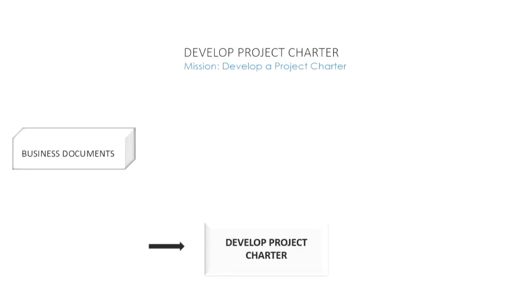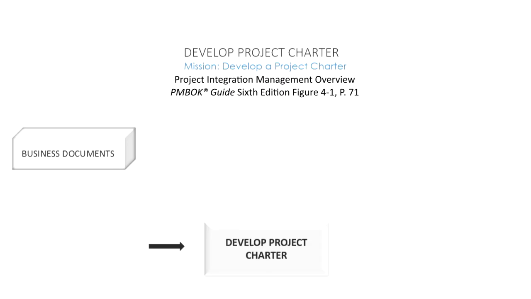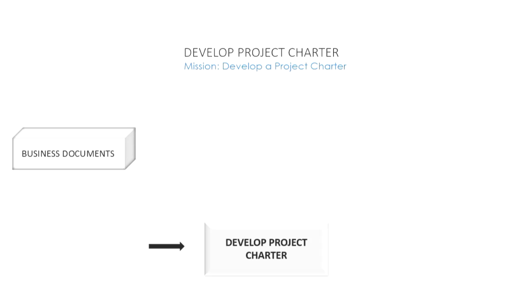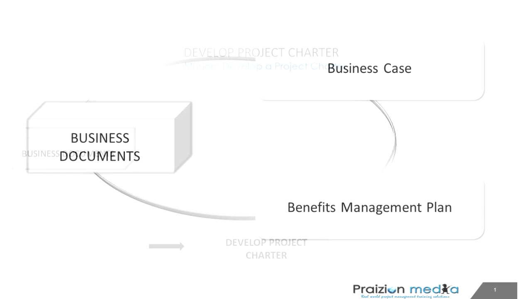First of all, we've got something called business documents. Now, when you hear the term business documents in the world of the PMI, these are not just some random documents. We have to be intentional about every one of these elements that we're going to be taking a look at. So business documents refers to two things, the business case and something called a benefits management plan.